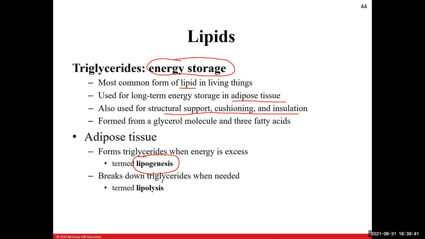When it breaks down those triglycerides, we call that lipolysis. Again, lipo is the fat. Lysis is to break or break down. So when your body needs those triglycerides for the energy that they have, it'll start to break them down, and we call that lipolysis.